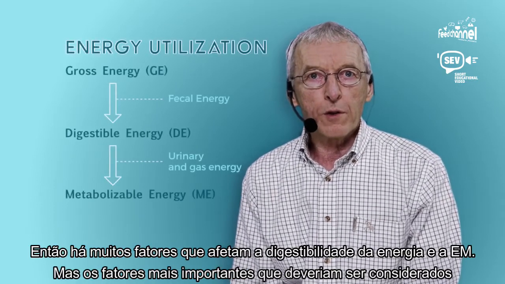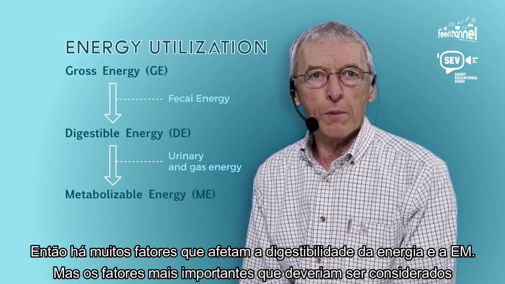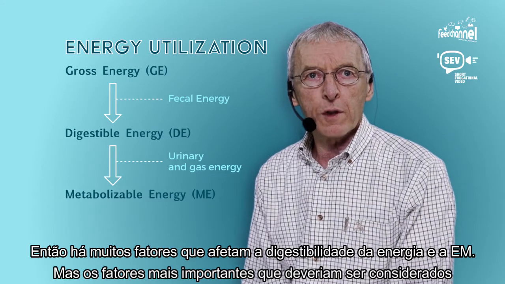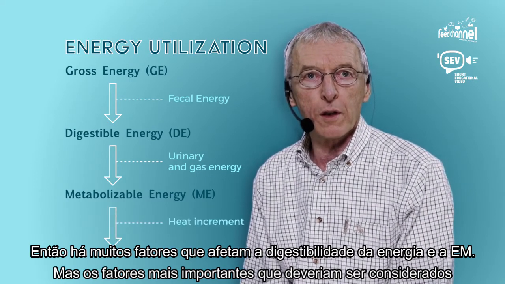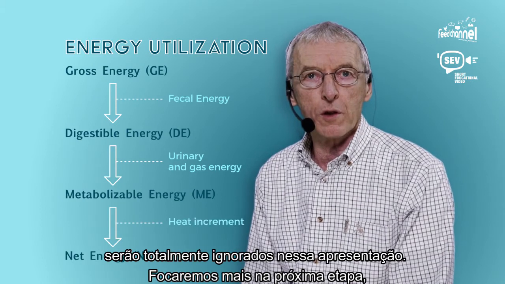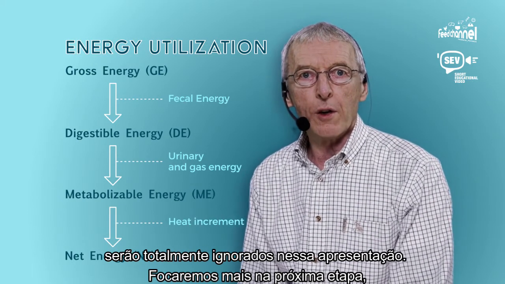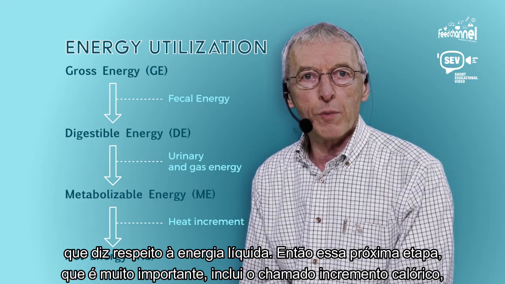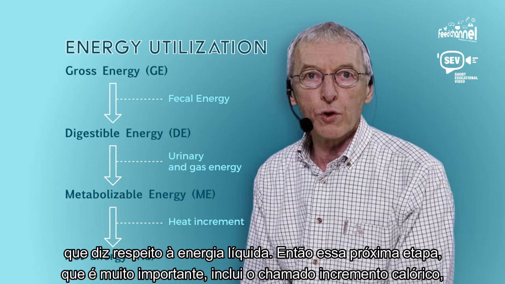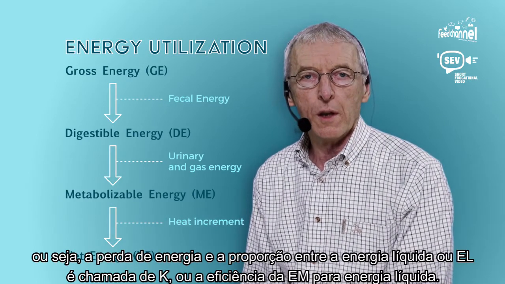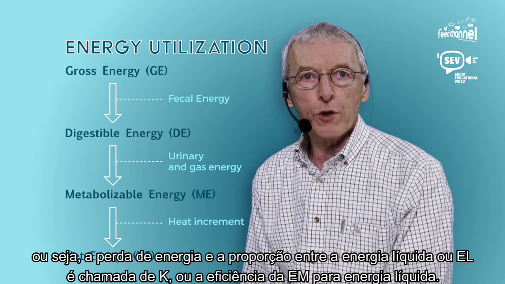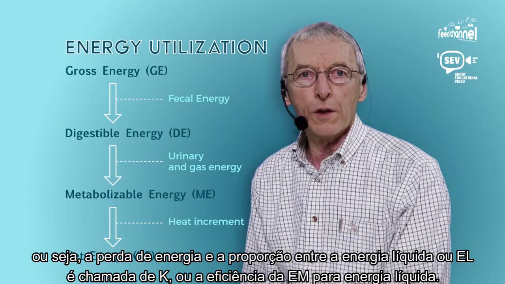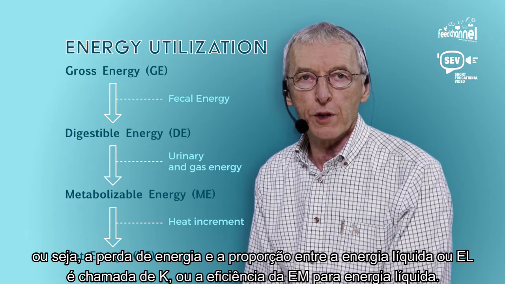So you have plenty of factors affecting energy digestibility and ME over the ratio. But the most important factors will be totally ignored in this presentation, and we will focus more on the next step, which concerns net energy. This next step, which is very important, includes the so-called heat increment, that is a loss of energy, and the ratio between net energy, or NE, and ME is called K, or the efficiency of ME for net energy.